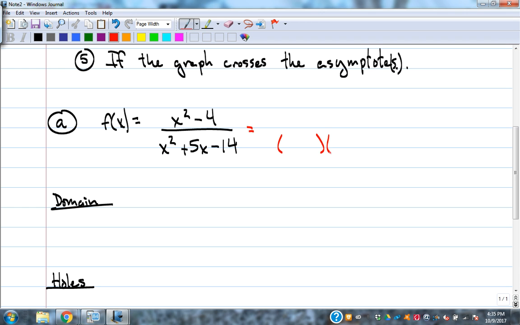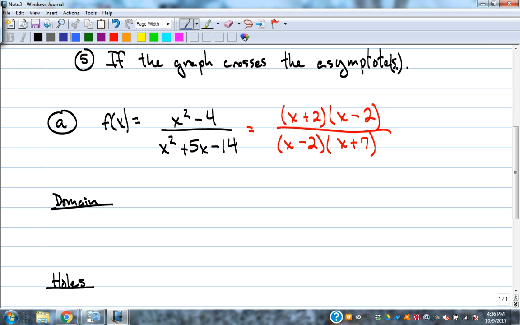This one will factor. It factors nicely as negative 14, add to be 5. That'd be x minus 2 and x plus 7. Is that right? 7 times negative 2 is negative 14. 7 minus 2 is 5. Yeah, that's the right one. Does the numerator factor? We'll go ahead and do that. x squared minus 4 would be, yeah, x plus 2 and x minus 2. Doesn't matter what order you put that in.